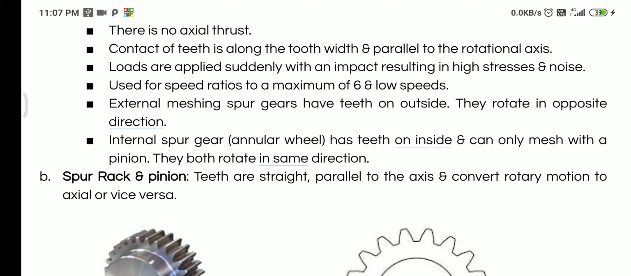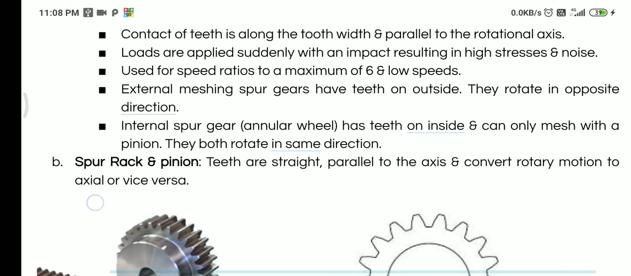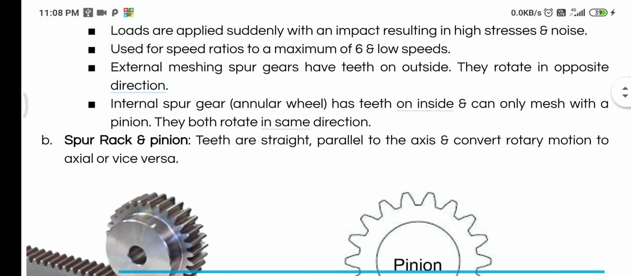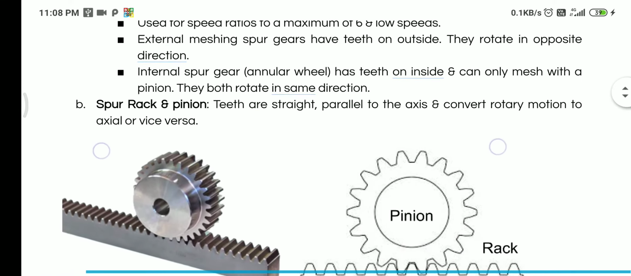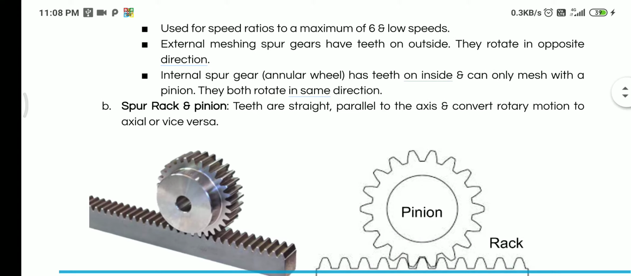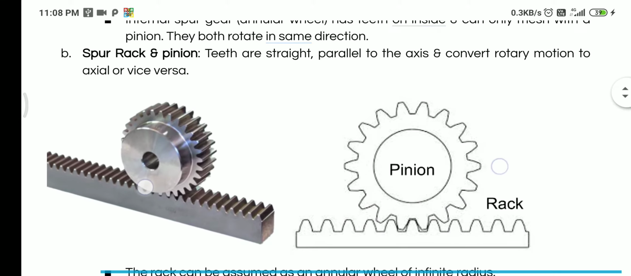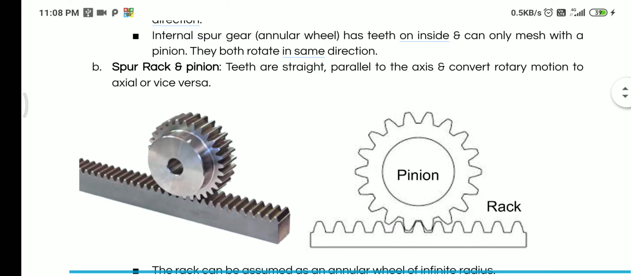Contact of teeth is along the tooth width and parallel to the rotational axis, and the loads are applied suddenly with impact, and this introduces high stresses and there's a lot of noise. This is the main reason why we cannot use these gears for taking up high amounts of loads at higher velocities, and also for higher velocity ratios. This can only be used for lesser loads at slow speeds.